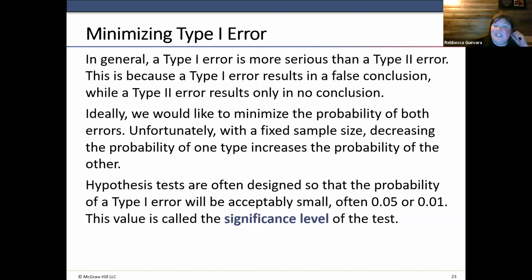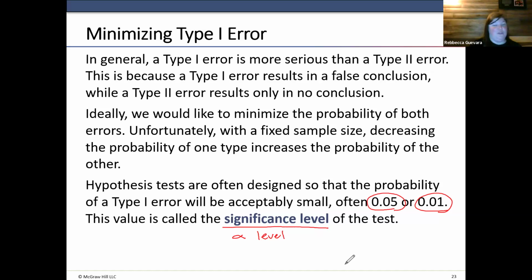So hypothesis tests are often designed so the probability of a type 1 error will be acceptably small. I can't say that word right. Acceptable. So usually we go with 5% or 1% or somewhere in between. Because those type 1 errors are more serious, those are the ones we really try to keep down. So this value is going to be called your significance level. And what we also are going to call this is an alpha level.